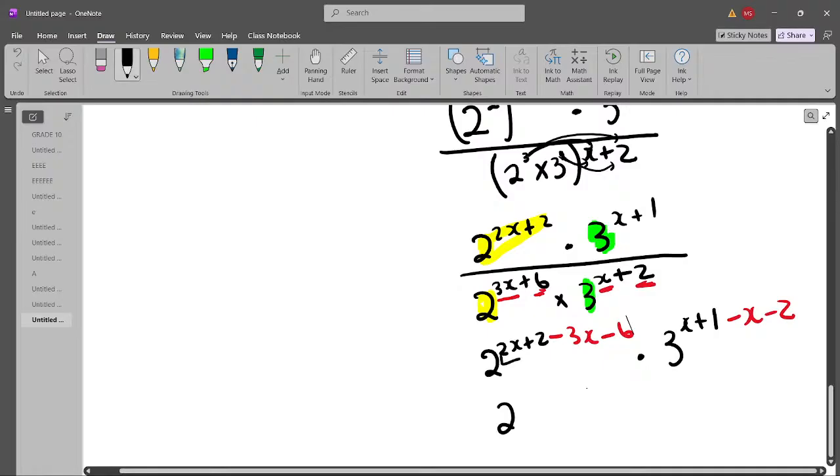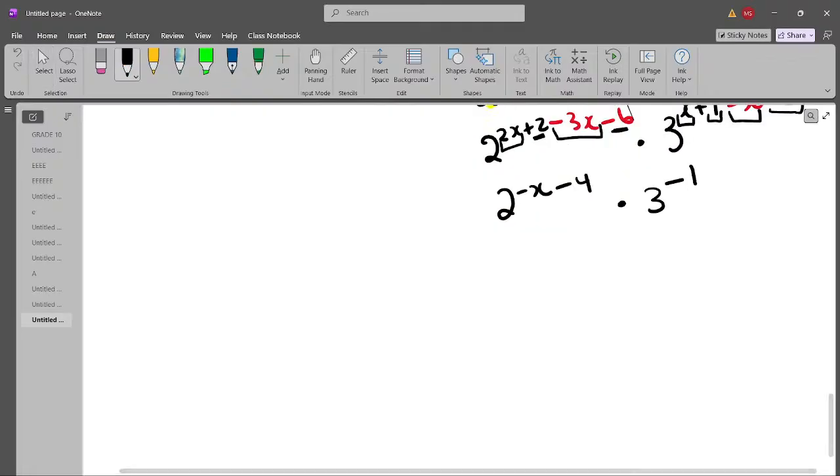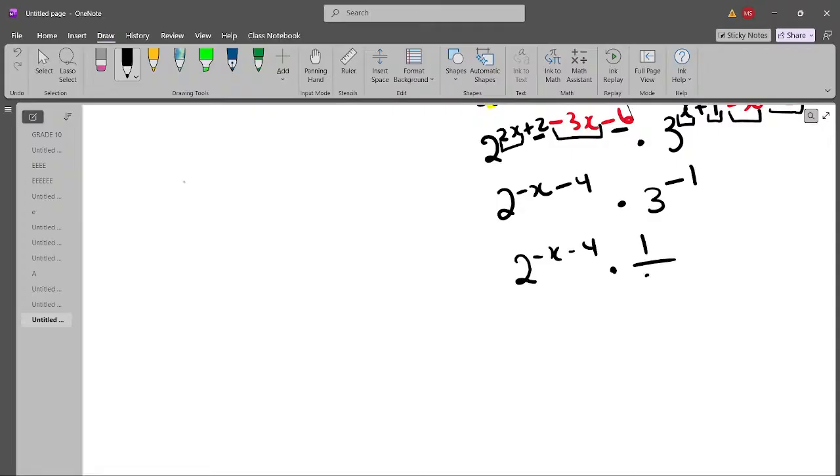Then 2x minus 3x, you get minus x. 2 minus 6, you get minus 4. Multiplied by x minus x, you get 0. 1 minus 2, you get 3 minus 1. And then this can be simplified further, let me just check, as 2 to the minus x minus 4 multiplied by 1 over 3.